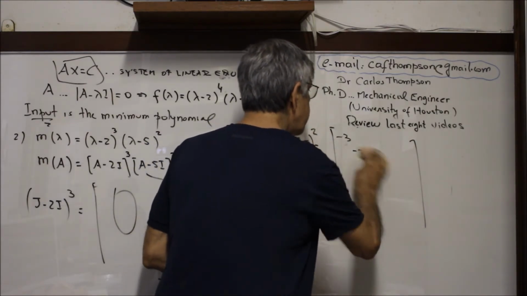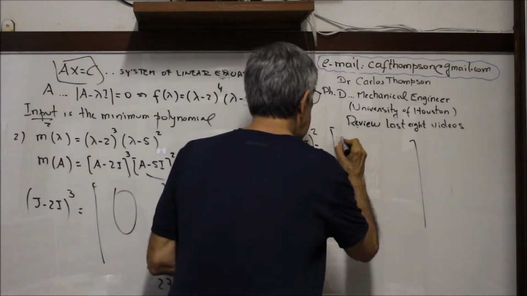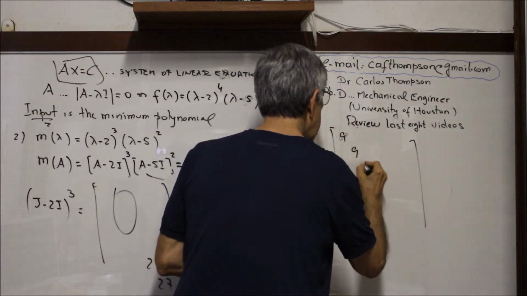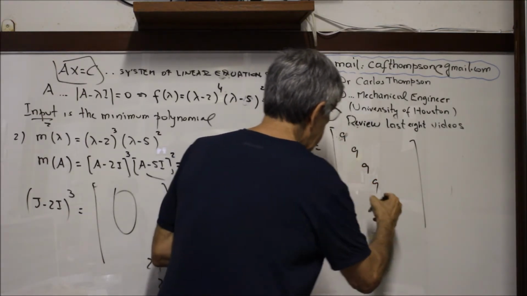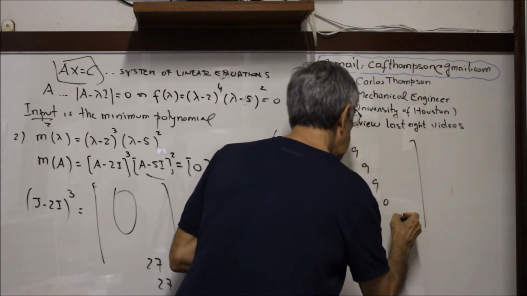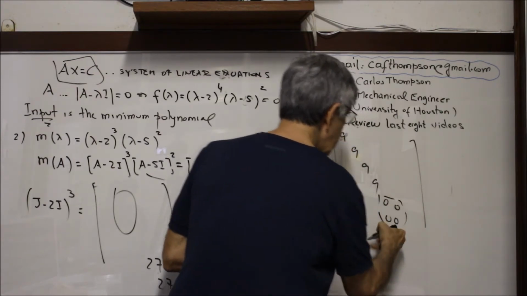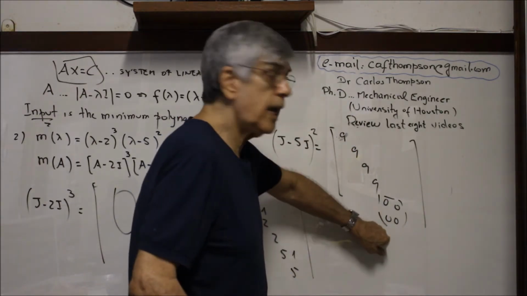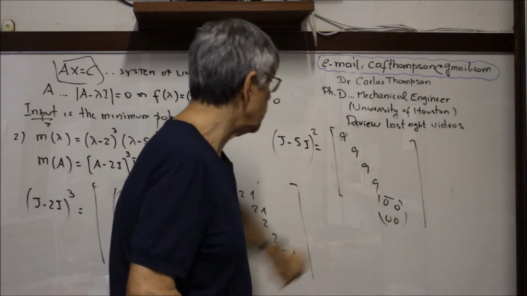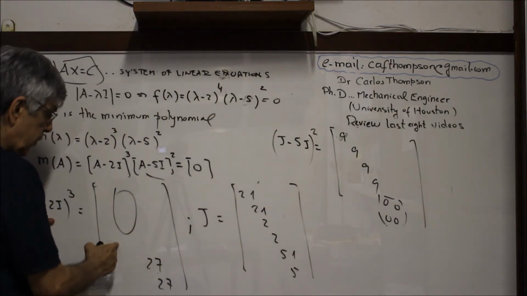So I come up with plus 9, 9, 9, 9. Here I have 0, 0, and I have 0 here. You see this block? This came from 0, 1 and 0, 0. Squared, this will be 0. Okay? This is j minus 2i to the power 3.